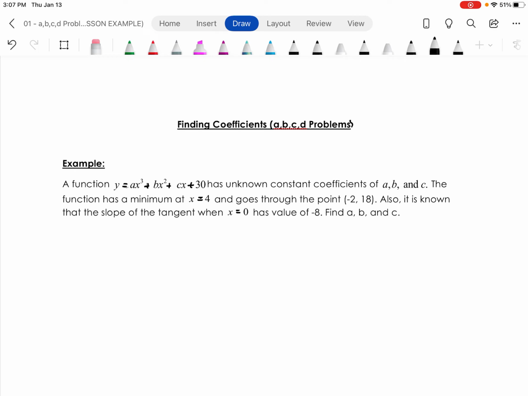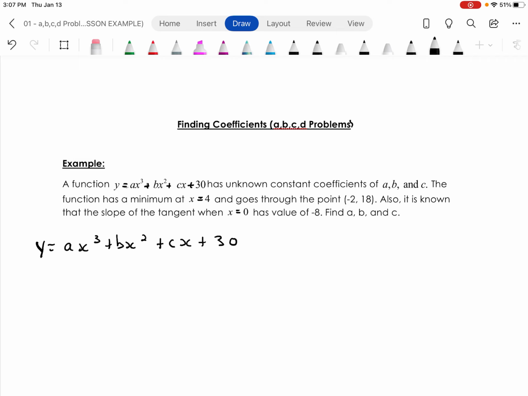At first glance, when you haven't seen a problem like this before, it may seem totally impossible that we can get all this information. So you have to have faith. You have to believe that there's enough information here to work with and just slowly work your way towards the answer. Well, I'm going to write down the function here, y equals ax cubed plus bx squared plus cx plus 30.